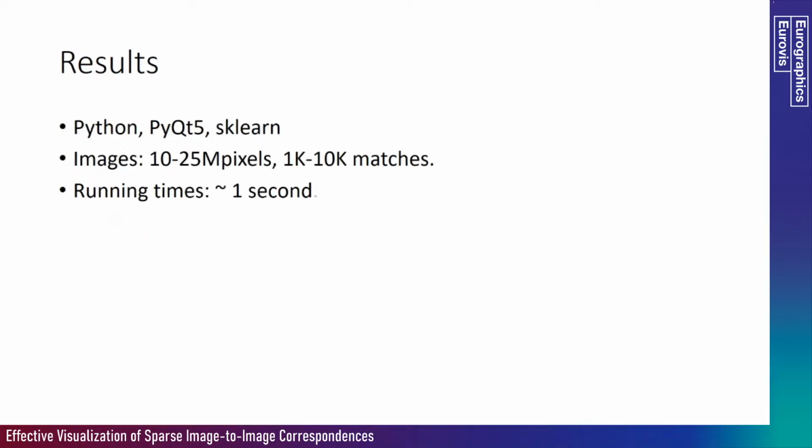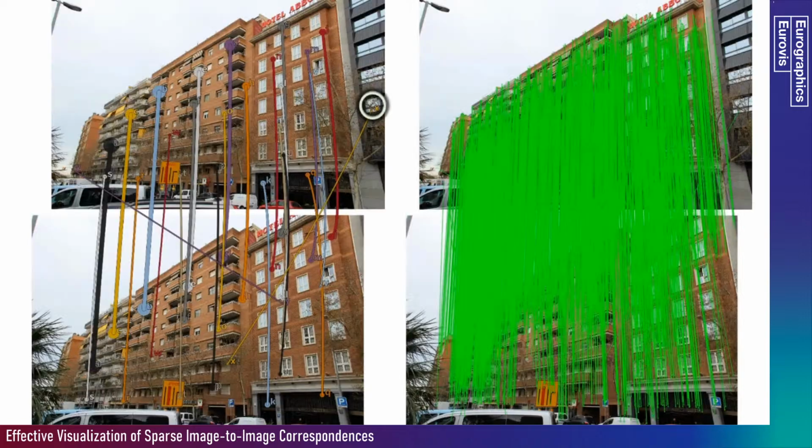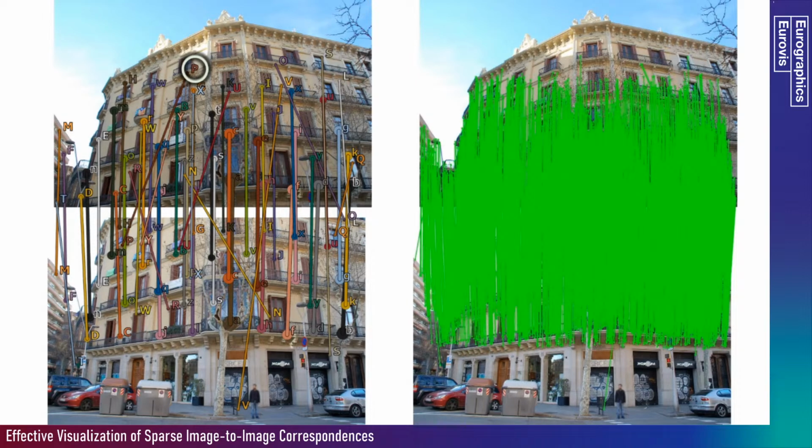Let's move to the results. We tested our algorithm using Python. Images had a few million pixels and a few thousand matches. Running times were always below 1 second, including all steps. This figure compares our results with a baseline approach. Here, wrong matches, X and Y, are easy to spot and verify in our output, whereas in the baseline, only X is easy to follow. In this figure, our output shows some outlier matches, for example, P and U, that cannot be checked in the baseline images.